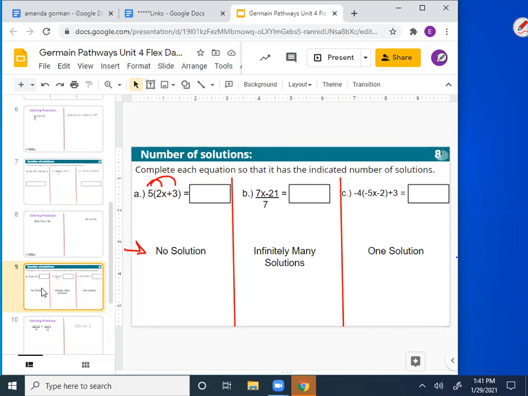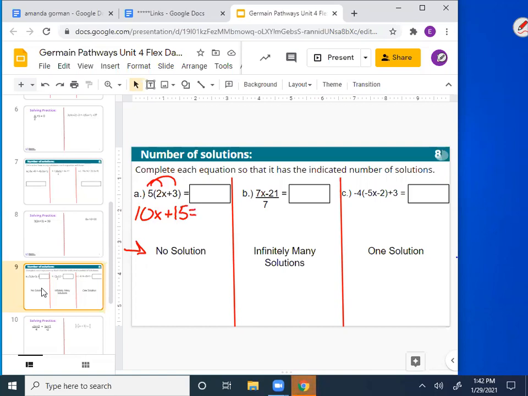Okay, so when I distribute, I have to multiply 5 times 2x. How many x's am I going to have here? 5 times 2 is, what, Isabella? 10x. And what's my constant going to be? 5 times 3. Avery? 15. 15. What kind of 15? Positive. A positive 15. Nice job, Avery.